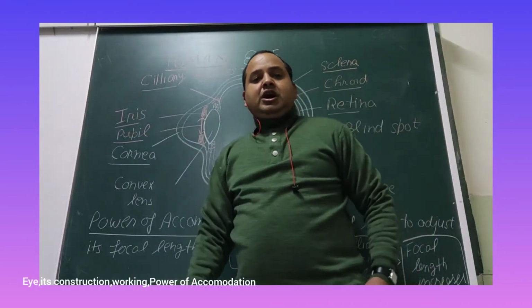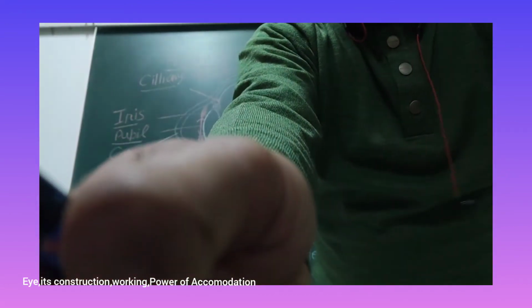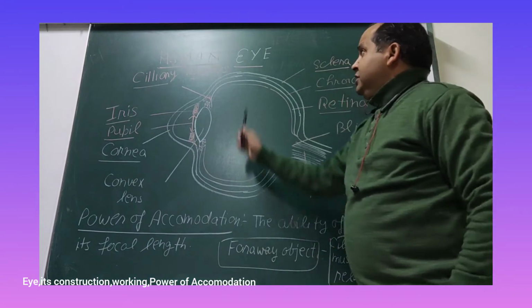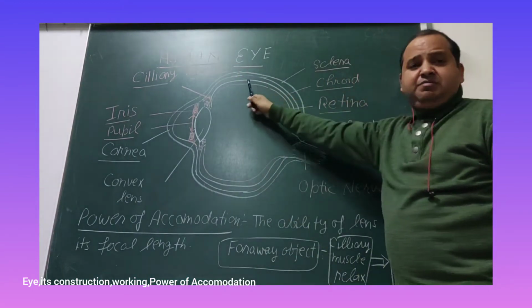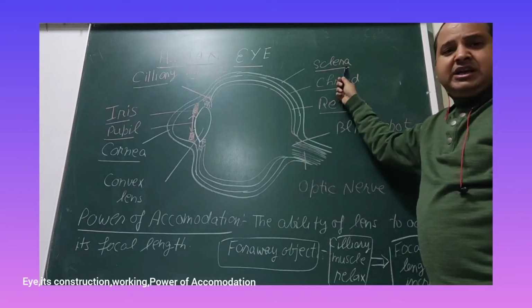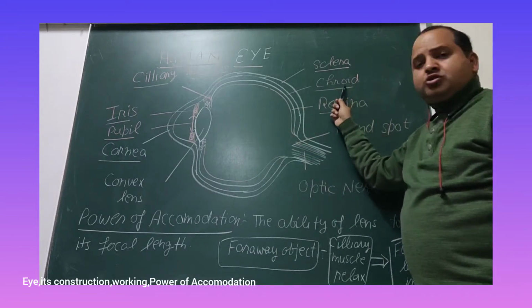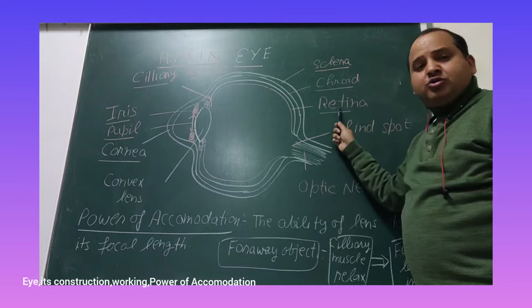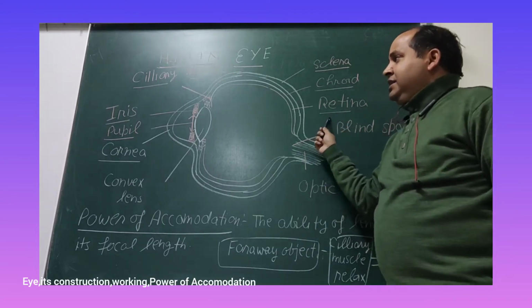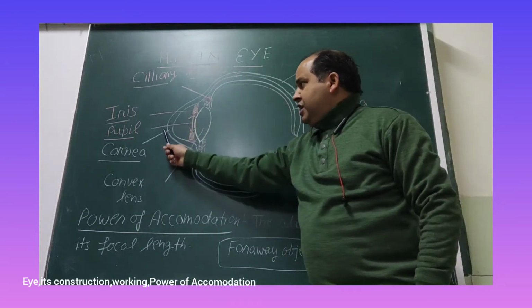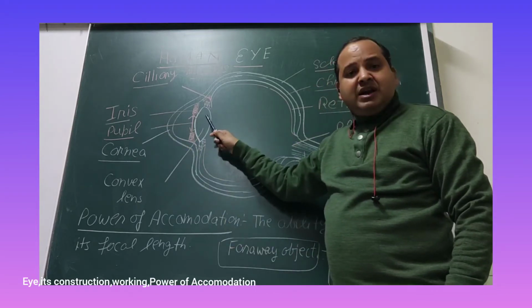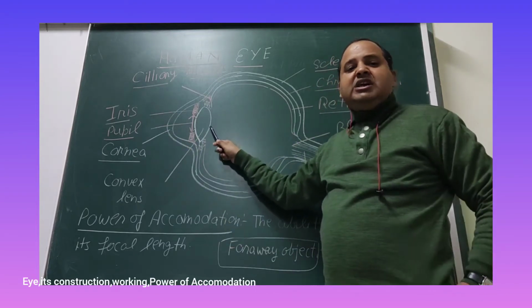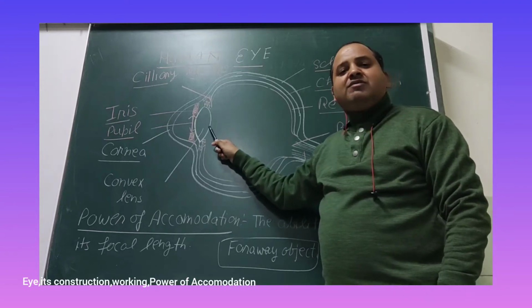Okay students, now we will study the working and structure of the human eye. See, the human eye has three layers. The outermost layer is called the sclera, the middle is called the choroid, and the innermost is called the retina. The front bulge part is called the cornea. And we have a lens, a transparent jelly-like lens, which is called a convex lens.